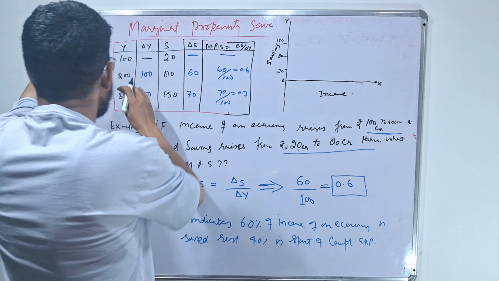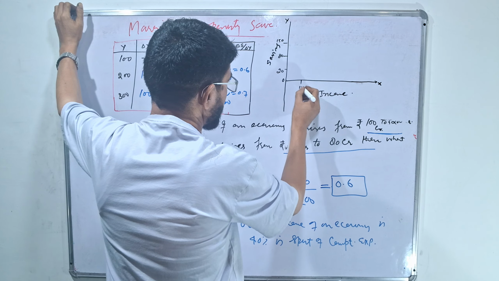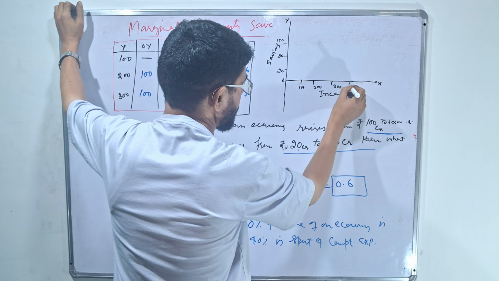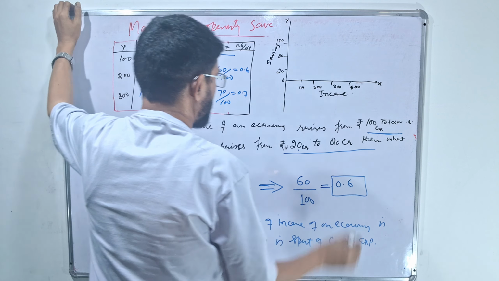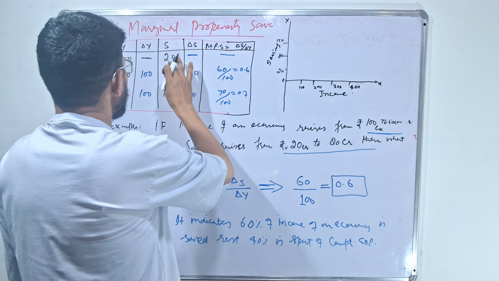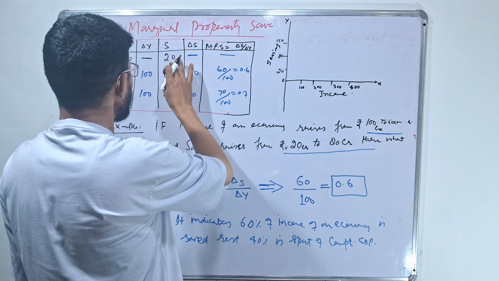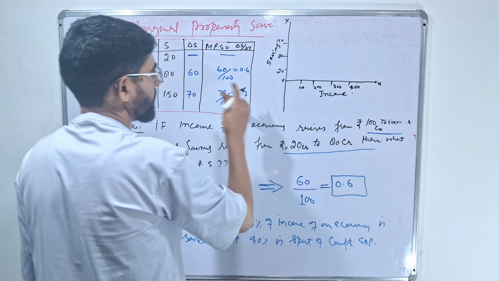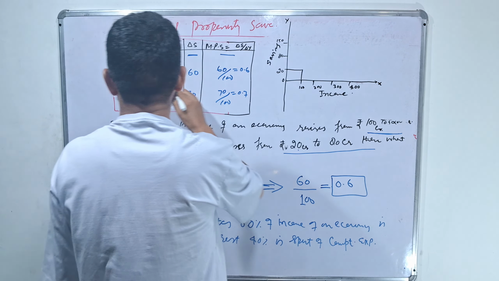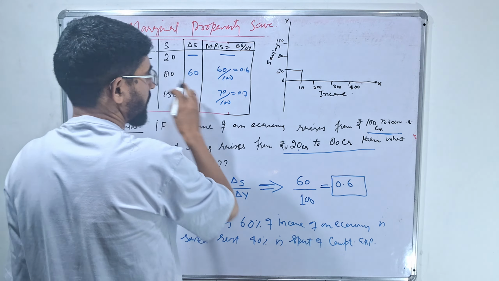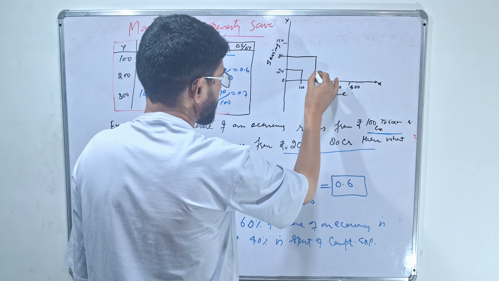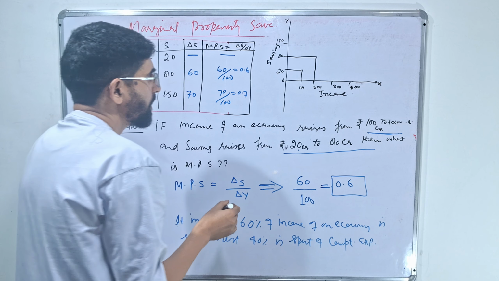Now, income 100, 200, 300. Here will be 100, here will be 200, 3, 4, 400. Now, as per the schedule, I will join. Yes, saving 20 with income 100. Second, 80 with 200.